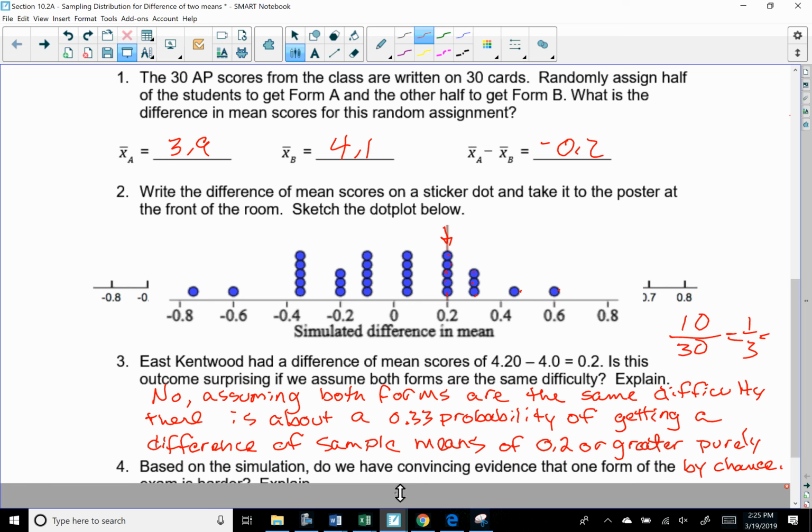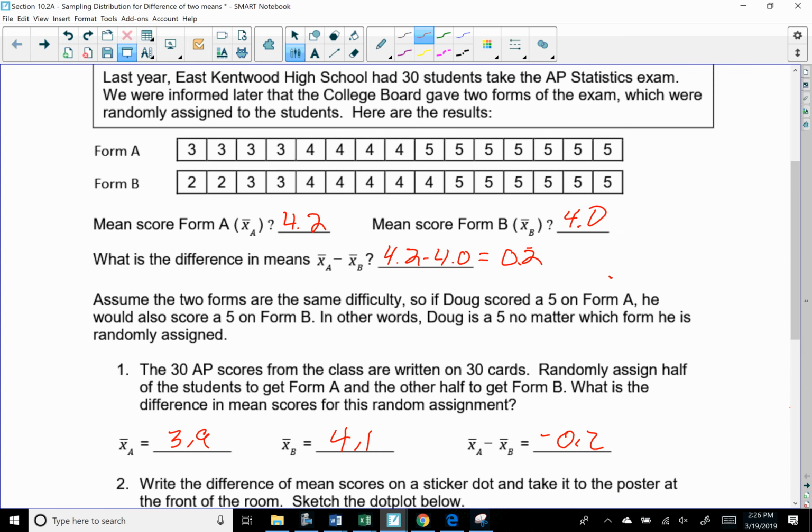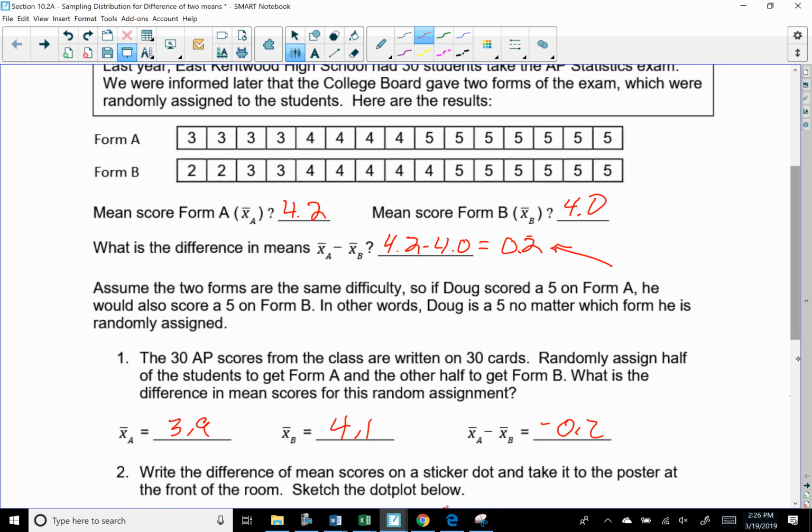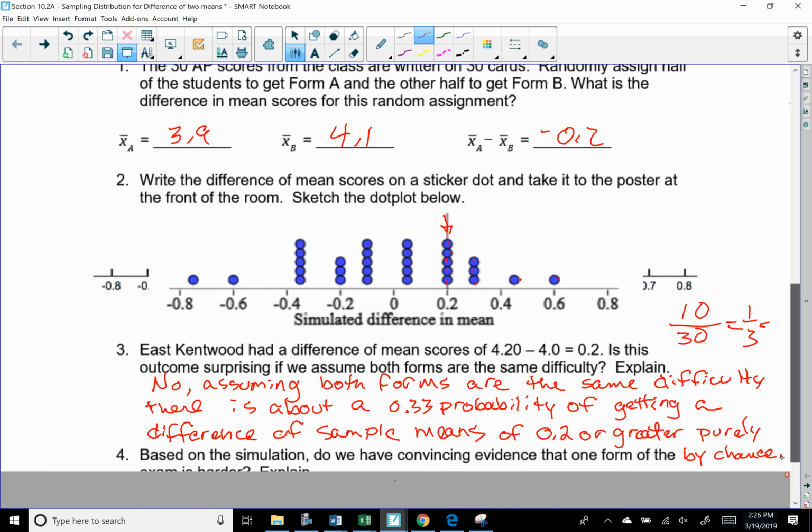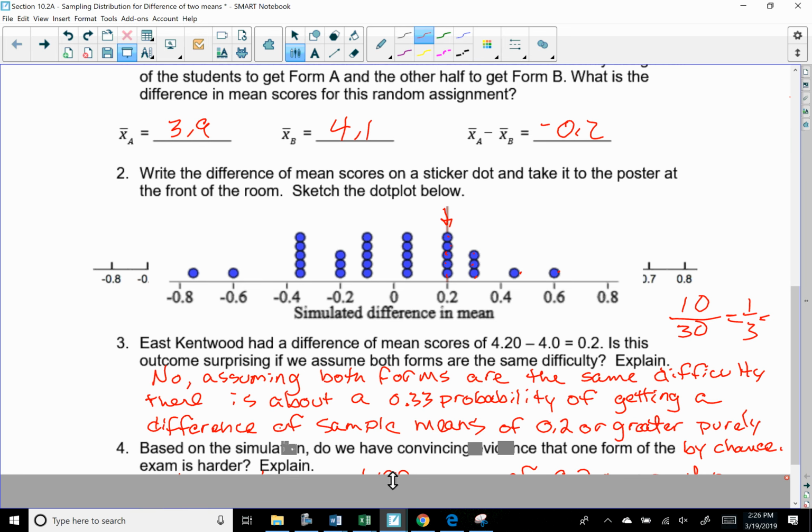So it's the same type of thing we've done over and over again, right? Run this simulation, find out the probability of getting a value as extreme or more extreme than the one that we found in a sample. We're testing to see, did this just happen by chance, or is this kind of a common thing? So, based on the simulation, do we have convincing evidence that one form of the exam is harder?